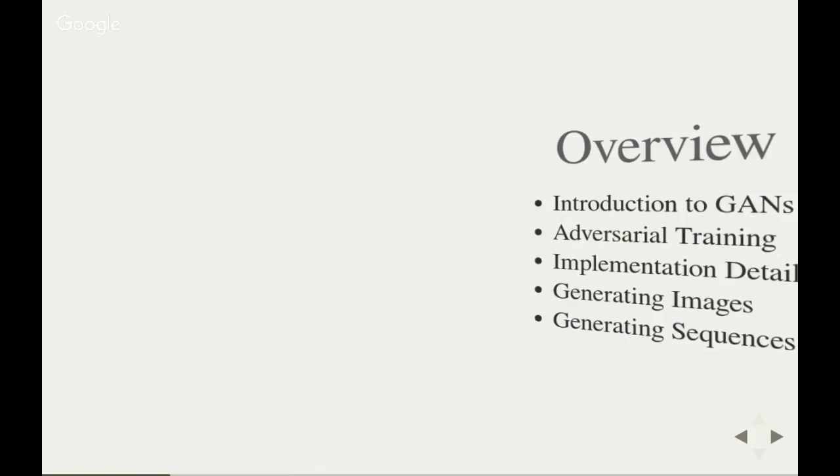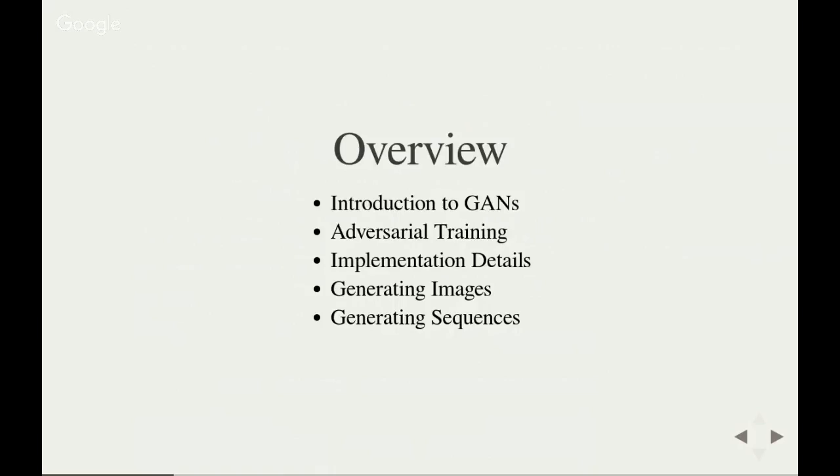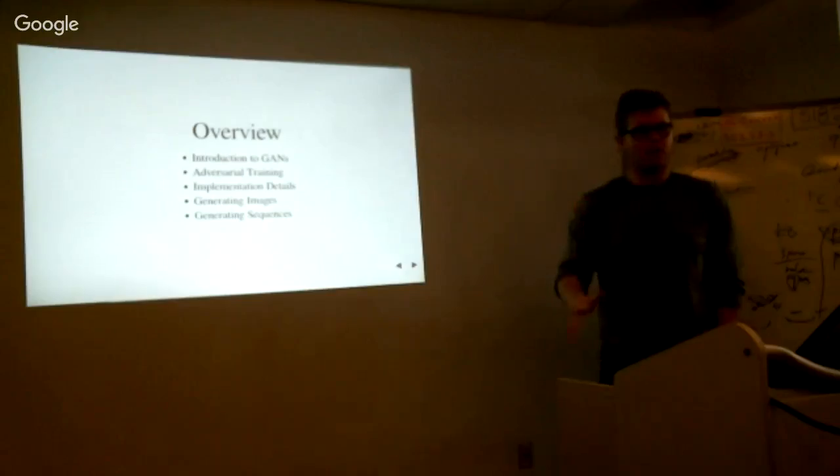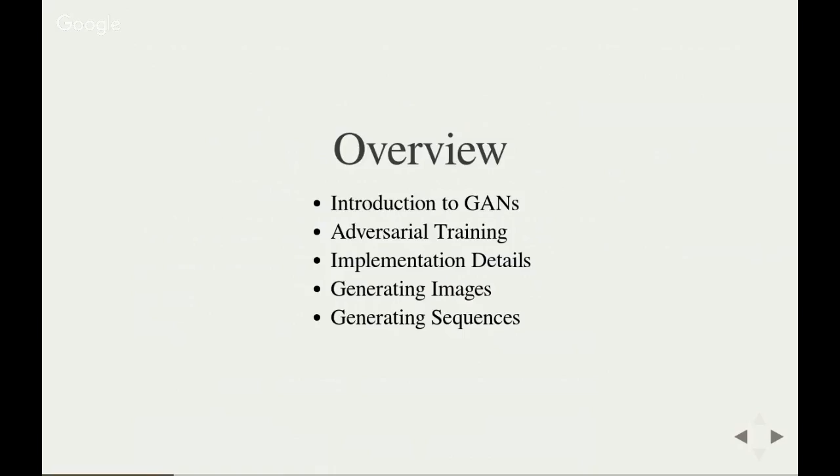So just as an overview of the rest of the talk, I'm going to talk a little bit about what GANs are, what generative adversarial networks are, what the adversarial training portion of that means, and some implementation details. It's really more advice based on some state-of-the-art results that have come out very recently. And then we'll look at some examples of GANs which have generated images, and then talk about how we could also generate sequences.